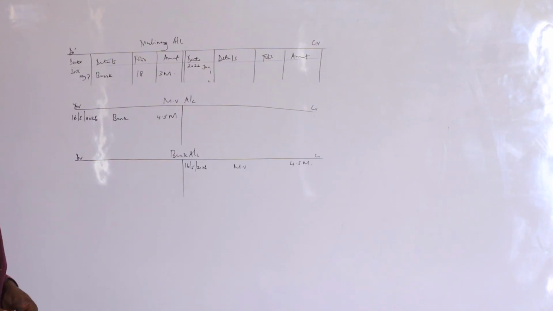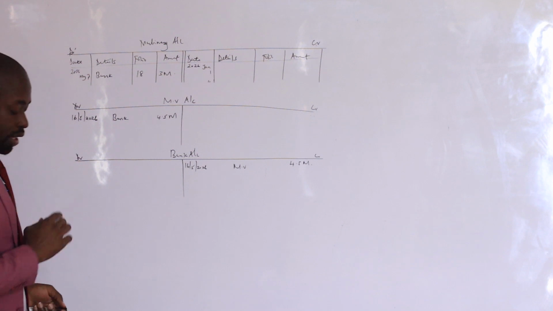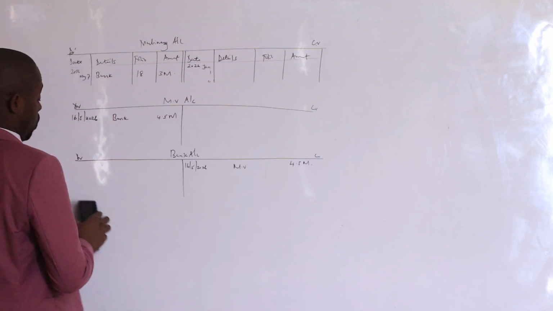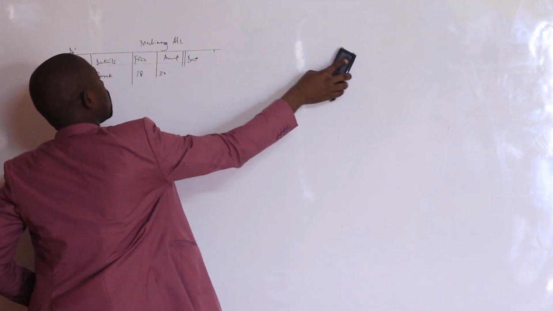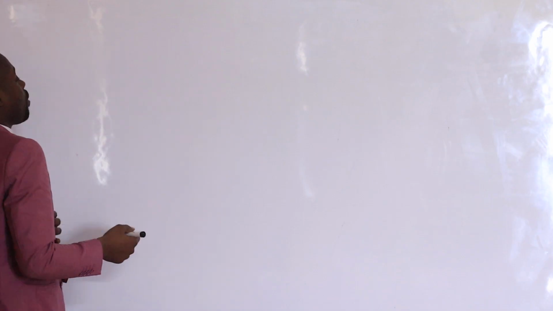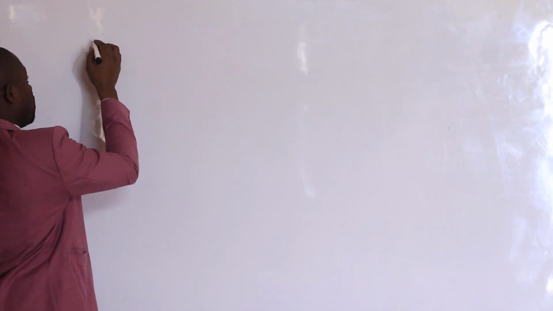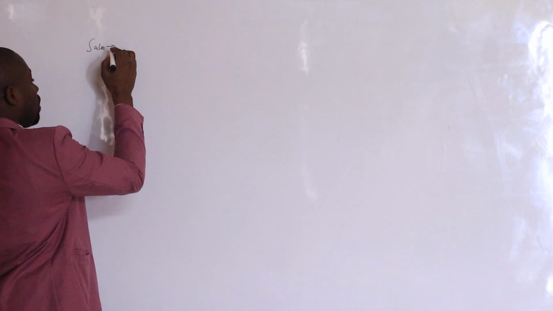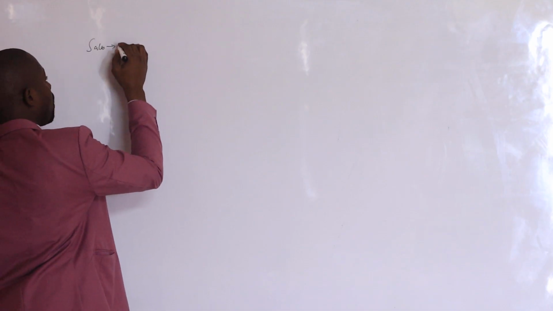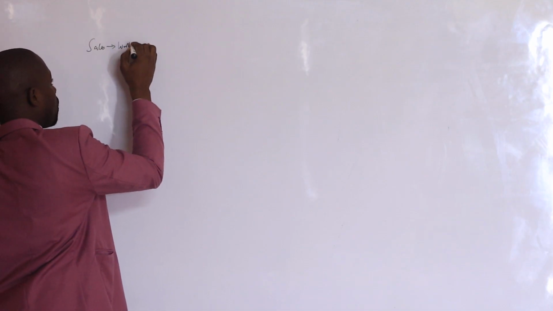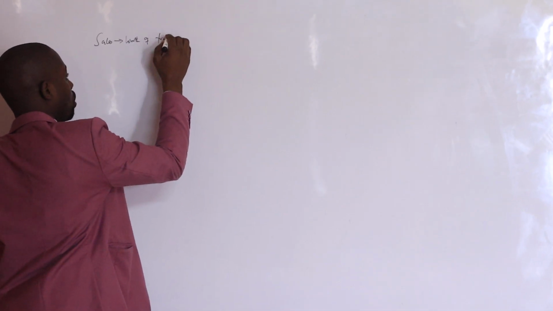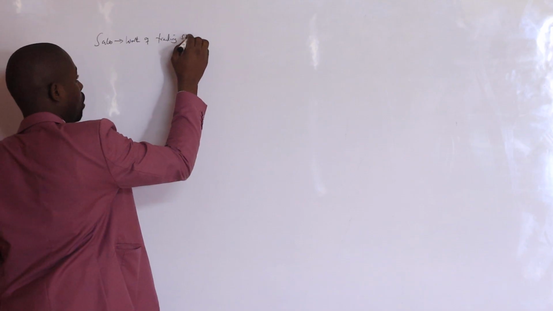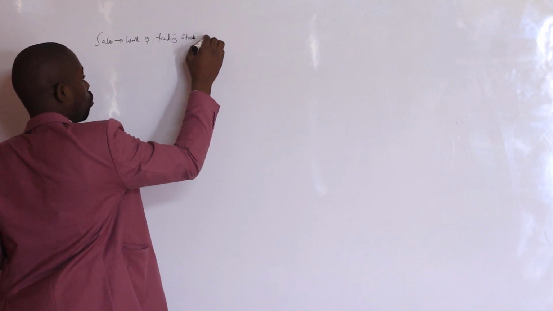So I want to talk about some key information here for a student of accounting that you need to understand. Now, we have what you call what? Sales. Sales is the worth of trading stock sold.